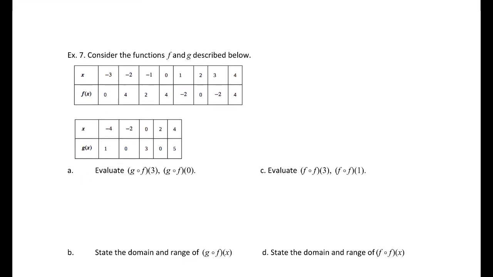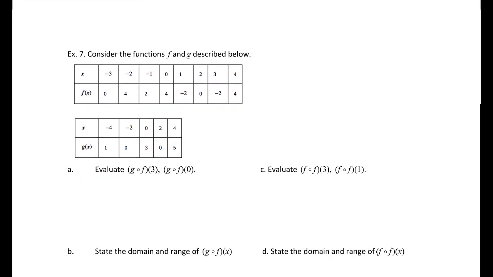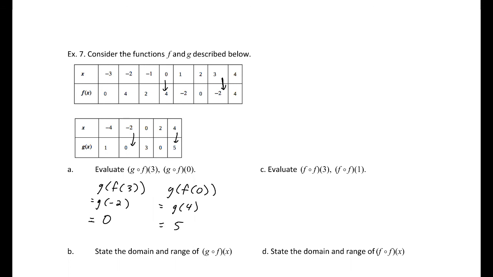Consider these functions. Evaluate g of f of 3 and g of f of 0. So this means g of f of 3. Well, f of 3 from this table tells me that's -2. And then g of -2 is 0. So my end result there is 0. Now if I want g of f of 0, f of 0 is 4. So that's g of 4, which then is 5.